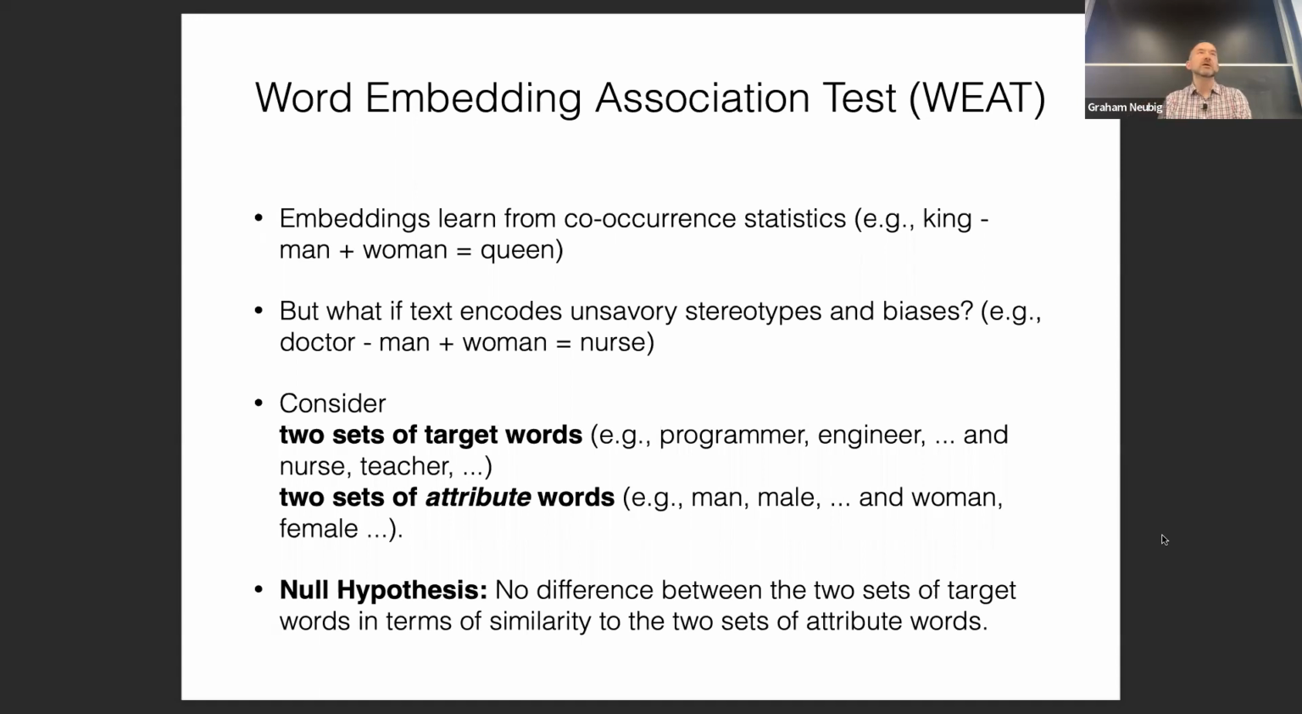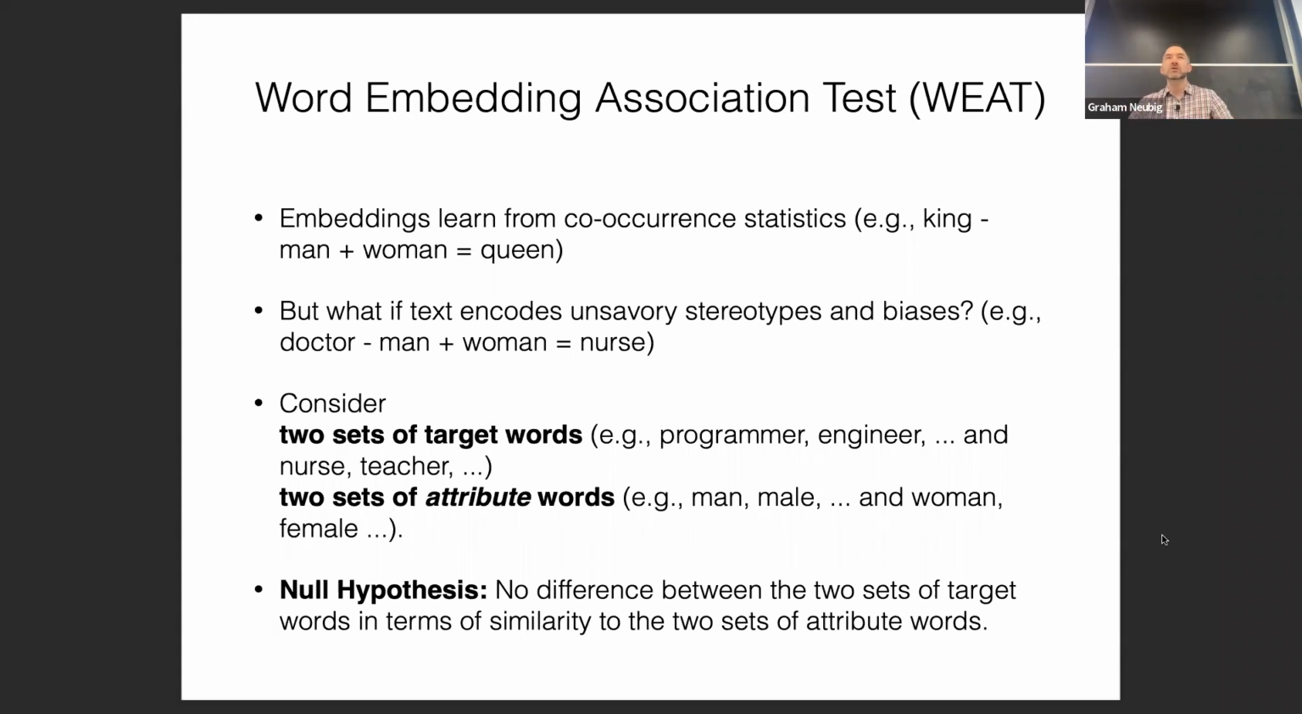So this is fine. But what if the text also encodes stereotypes that we don't want influencing our system and causing allocational harms or other varieties of harms to people? A bad example of this would be something like doctor minus man plus woman equals nurse. The reason this would be a problem is, for example, if you deployed a system based on this, and the system tended to recommend doctor jobs to men and nurse jobs to women unfairly, irrespective of their qualifications.